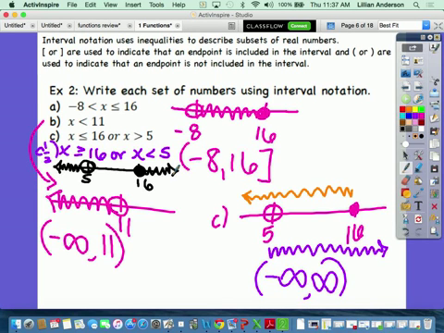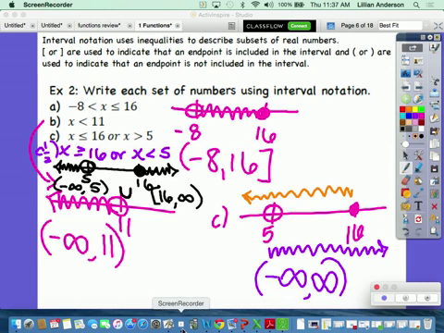How do I represent just this part? You put negative infinity, comma, 5, parentheses on both sides. How do I represent this? Union, 16 with a bracket, comma, infinity, parentheses. And then a union in between, and that would be how you would represent that set of numbers. So you gotta be very careful. That was a tricky one.